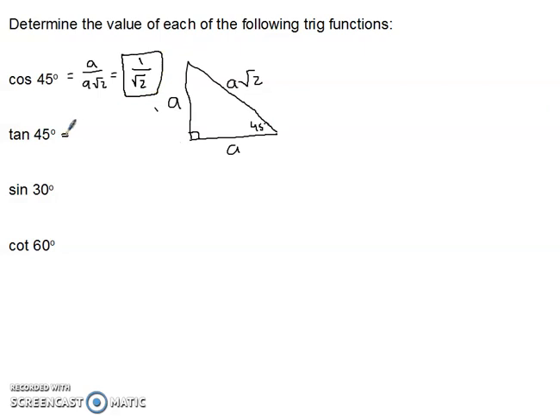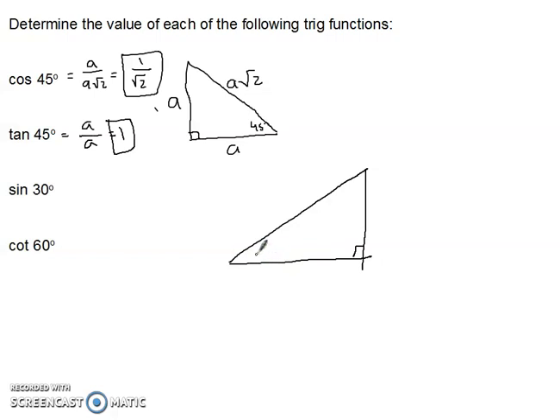The tangent of 45, again, doesn't matter how large or small your triangle is, it will always be constant, is going to be the opposite side. So in this case, the opposite side is a over my adjacent leg, which is also a. So opposite over adjacent is 1. Now we'll go ahead and look at a 30, 60, 90 degree triangle.